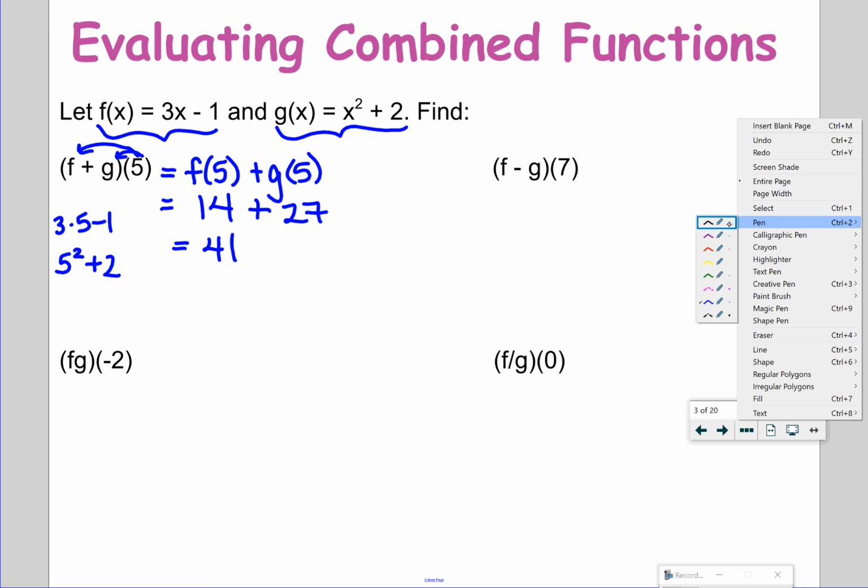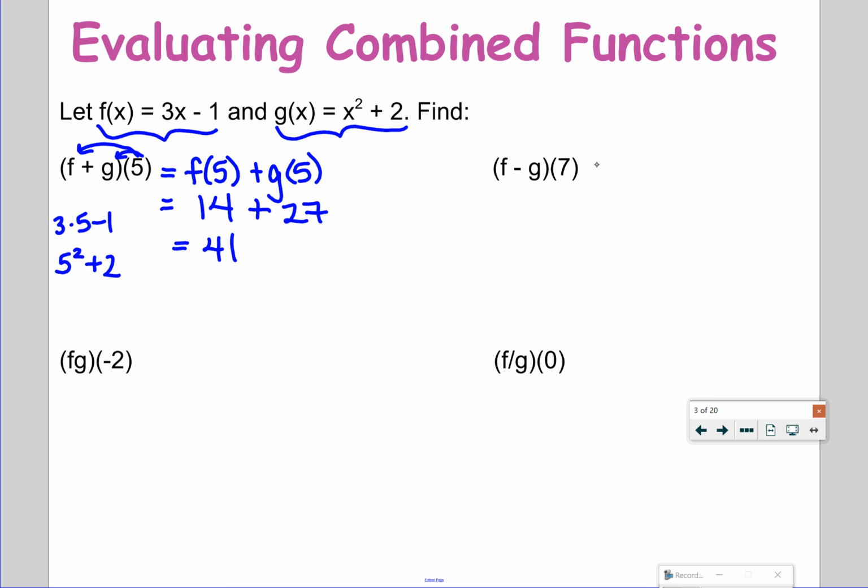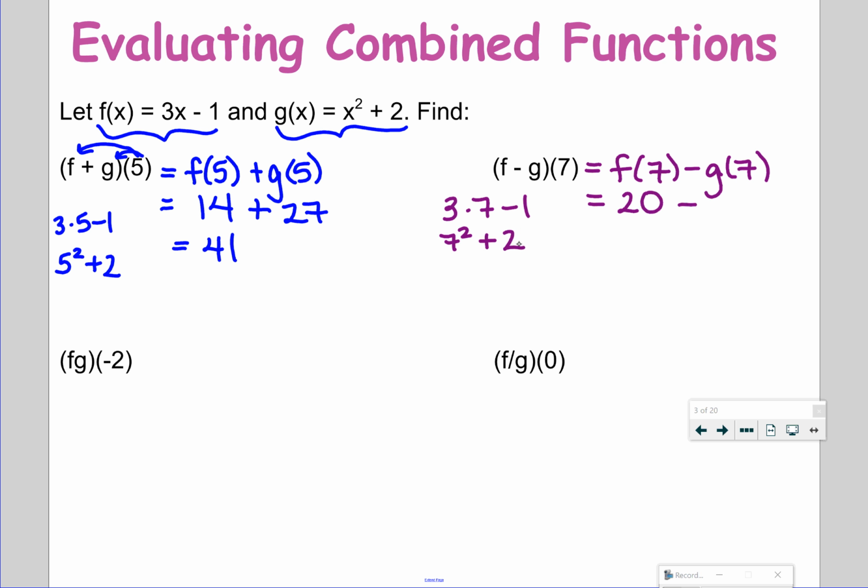Let's try the next one. I have f minus g of 7. Again, I'm going to rewrite that as f of 7 minus g of 7. And we're going to plug 7 into both functions. So 3 times 7 minus 1, that would be 21 minus 1, and it would give me 20. If I plugged 7 into g, it would be 7 squared plus 2, which would be 49 plus 2, or 51. And then if I subtract 20 minus 51, I get negative 31.